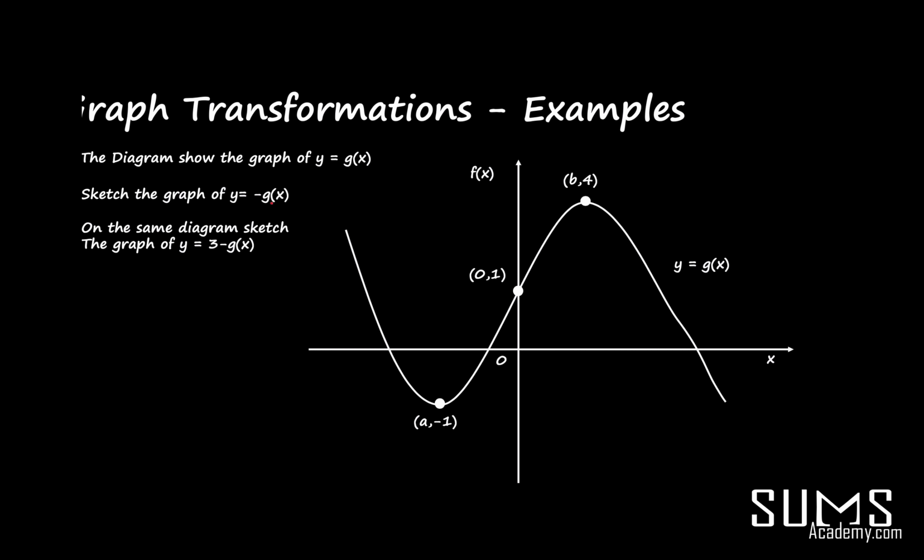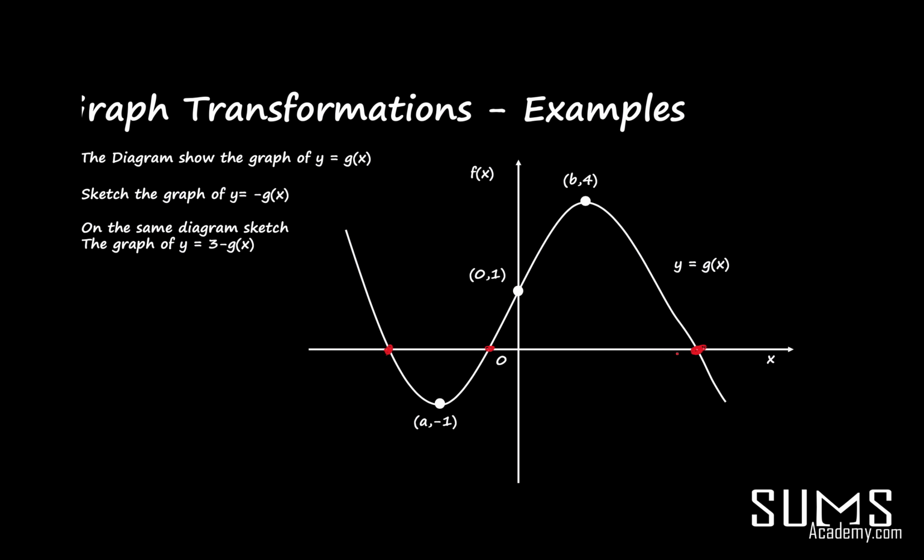Well, this negative sign is outside of this x bracket here, so it's only going to affect the y coordinates. So let's have a think about how the y coordinates are going to change. Well, these are all going to stay the same. The point is 0 because negative of 0 is still 0. Okay, so these are all going to be the same.